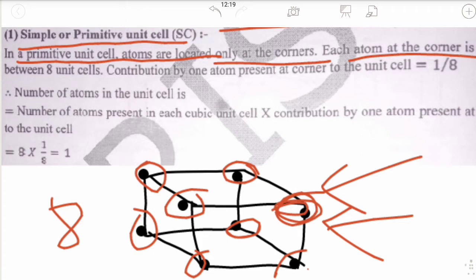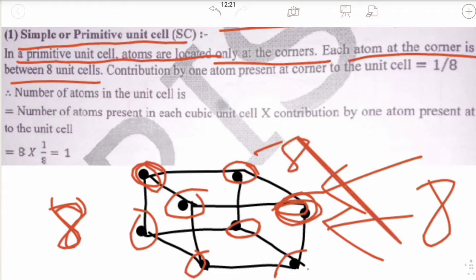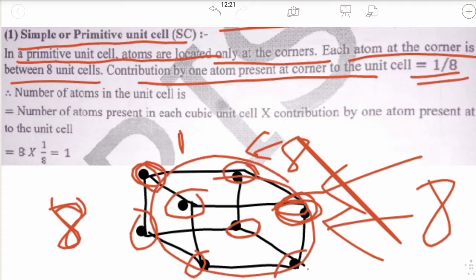Each atom at the corner is shared between 8 unit cells, because there are 8 unit cells meeting at each corner. Then what is the contribution of one atom at a corner? The contribution of one corner atom to the unit cell is 1 by 8. There are 8 corners, and the contribution at each corner is 1 by 8.